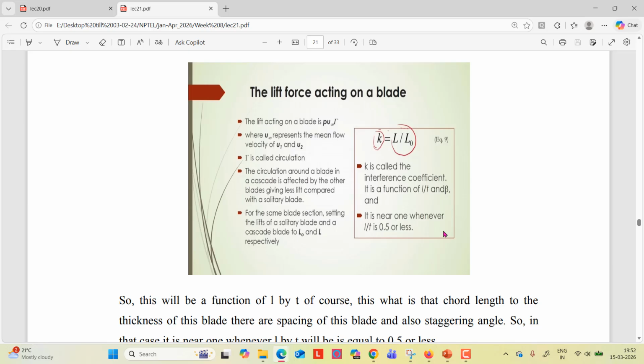Where u infinity represents the mean flow velocity of u1 and u2. Tau is the circulation, right? The circulation around a blade in a cascade is affected by the other blades, giving less lift compared with a solitary blade, right? For the same blade section, setting the lifts of a solitary blade and a cascade blade to L0 and L respectively, K, this ratio L by L0, is called the interference coefficient. It is a function of L by T and beta, and it is near 1 whenever L by T is 0.5 or less.